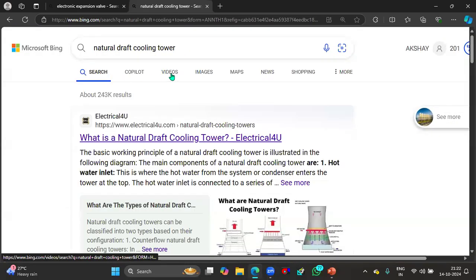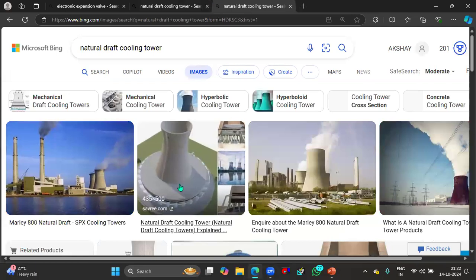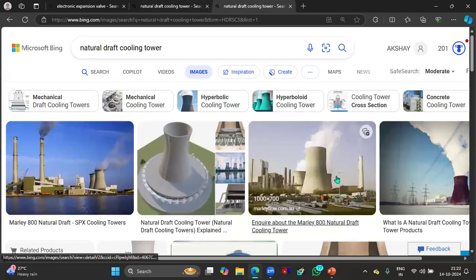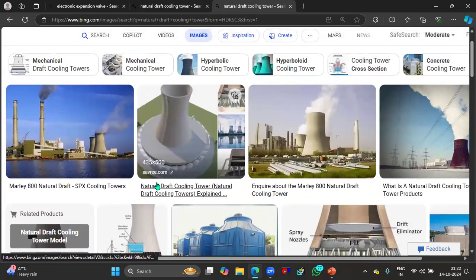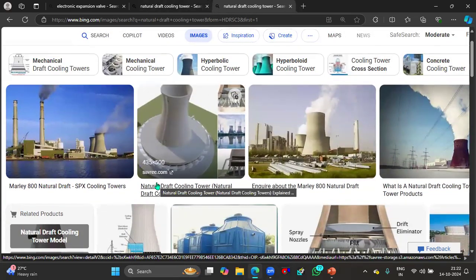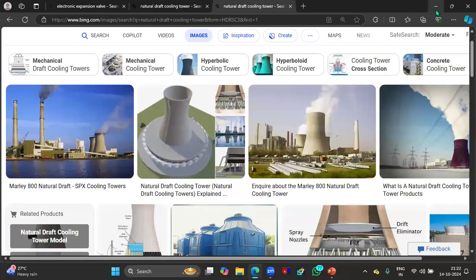You can see this now. Yeah, this one. You've been seeing this in games also, isn't it? This is a natural draft cooling tower. It's probably used for industrial areas, especially power plants, which I told you in the initial session. Fossil power plants, which means thermal power plants, nuclear power plants.